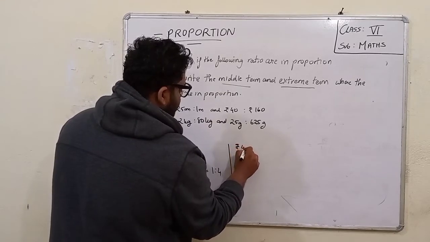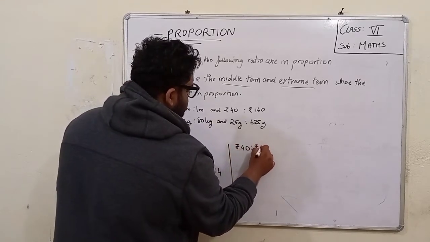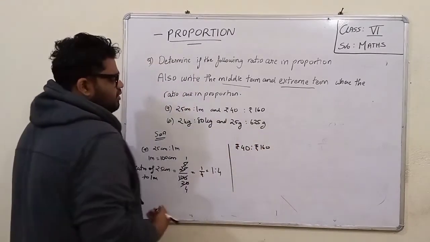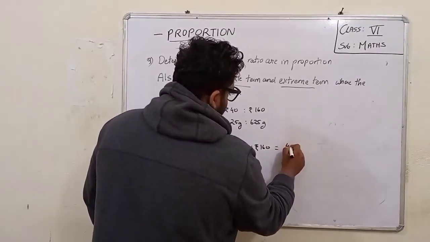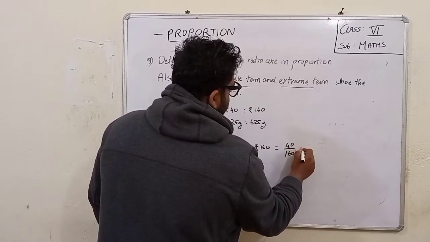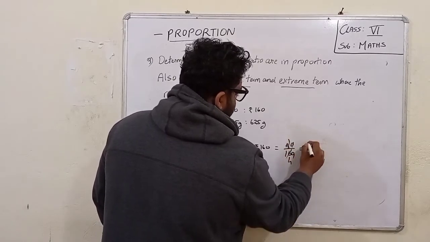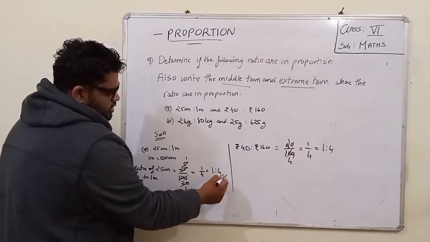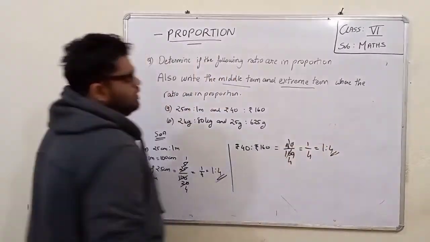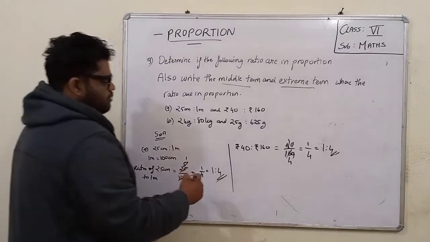rupees 40 is to rupees 160, right? Then we don't have to change any unit, they are the same unit. So 40 by 160 equals 4 by 16, which is 1 by 4, which is equal to 1 is to 4. Here the ratios are equal, right? So they are in proportion.